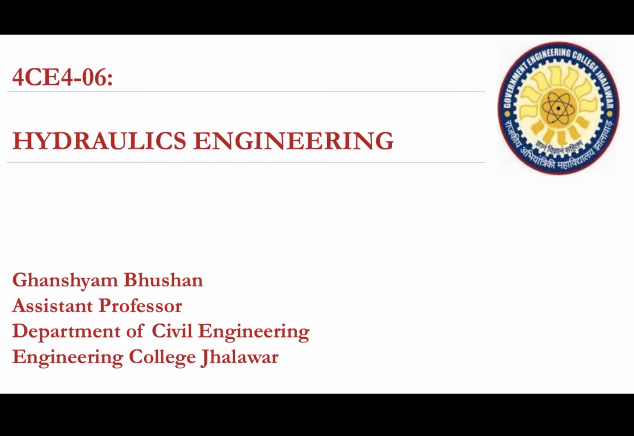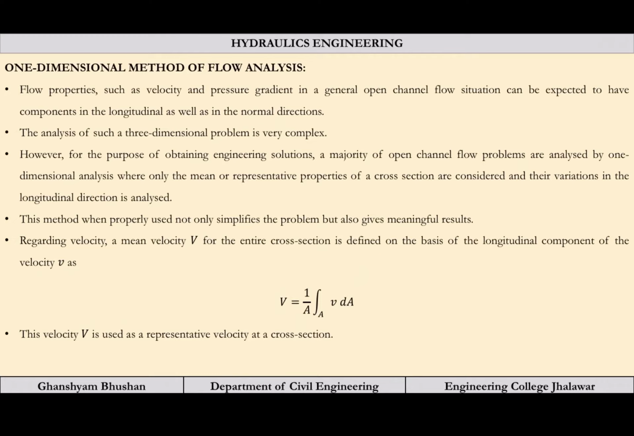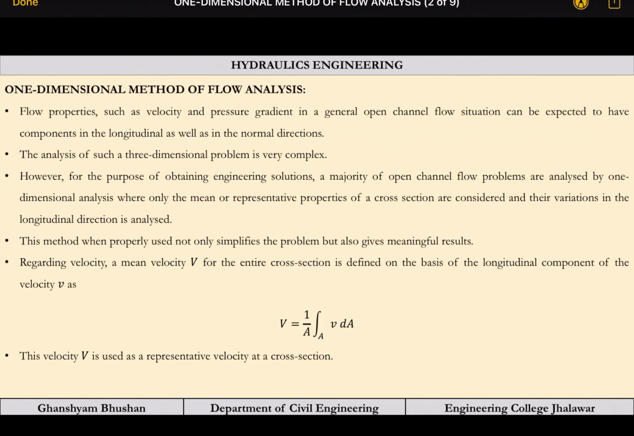So to reduce this complexity or to make the analysis simple, we idealize the flow as one dimensional flow, and after analyzing it we can interpret various data. So let us try to understand what the one dimensional method of flow analysis is. The flow properties such as velocity and pressure gradient in a general open flow situation can be expected to have components in the longitudinal as well as in the normal direction.